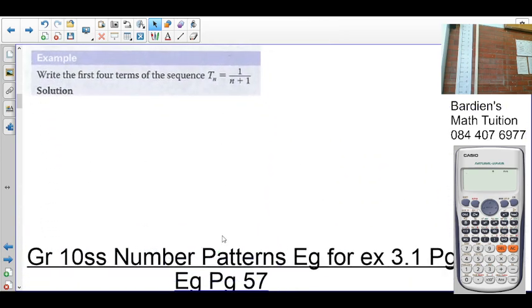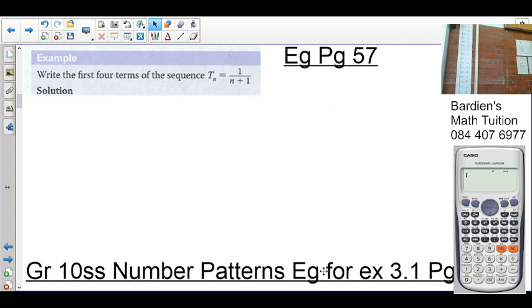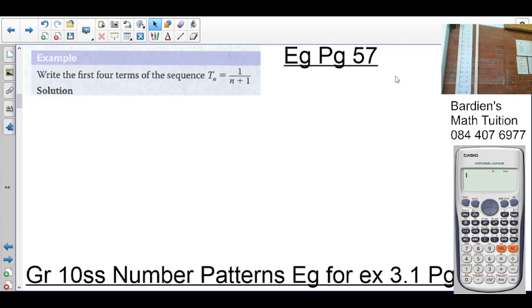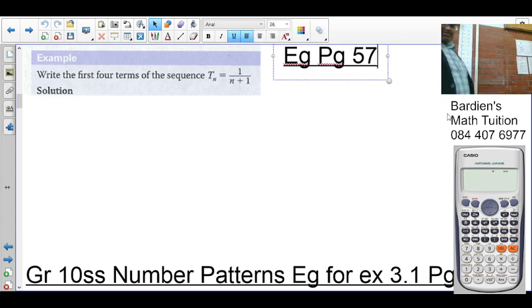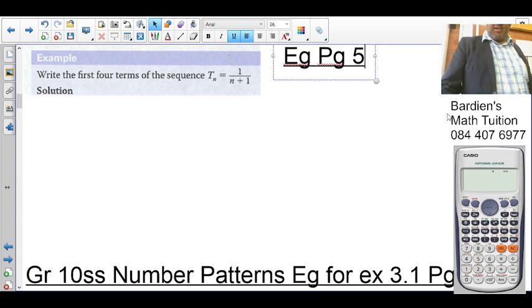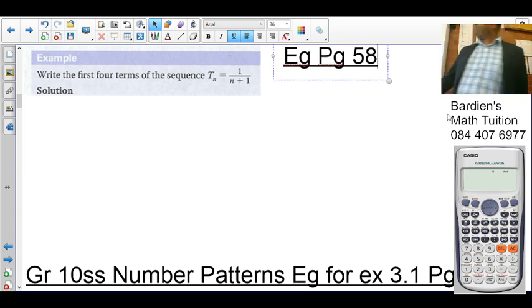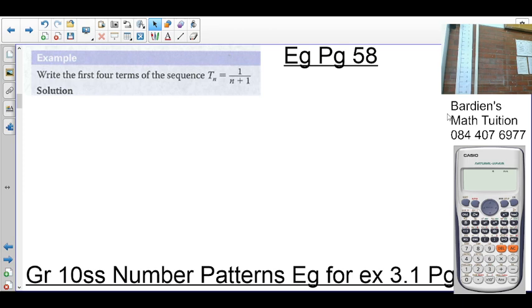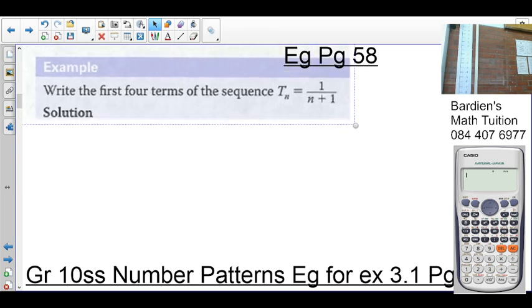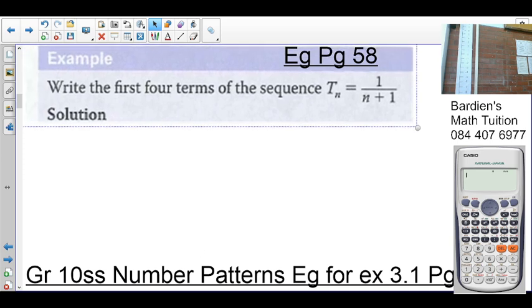The next example is also on page 59, correct? 58. And this is 4. Exercise 3.1 on page 59. Here we are told, write the first 4 terms of the sequence. Write down the first 4 terms.